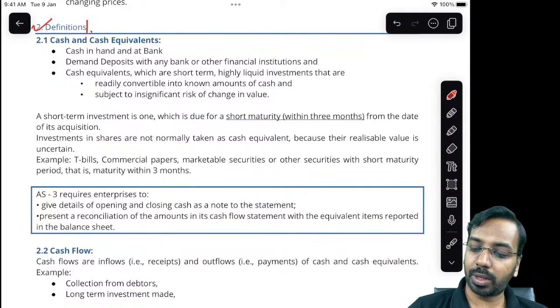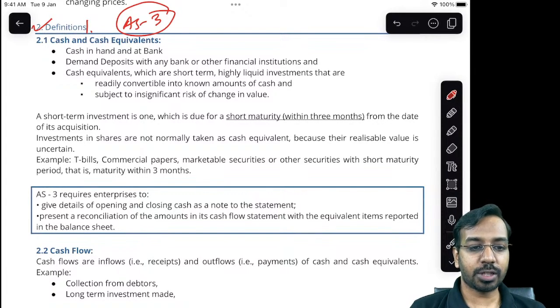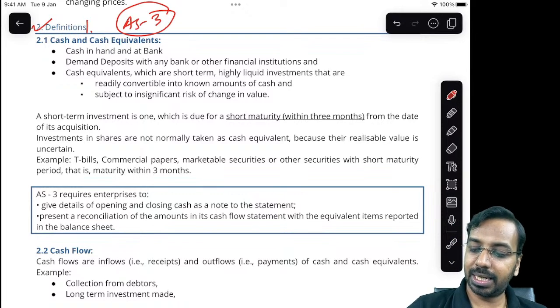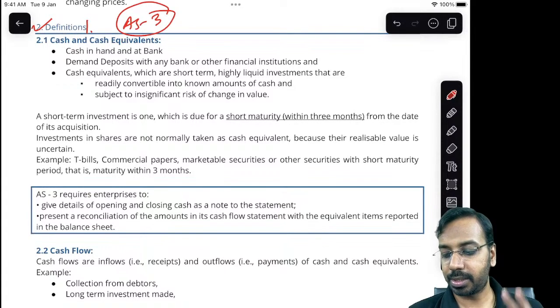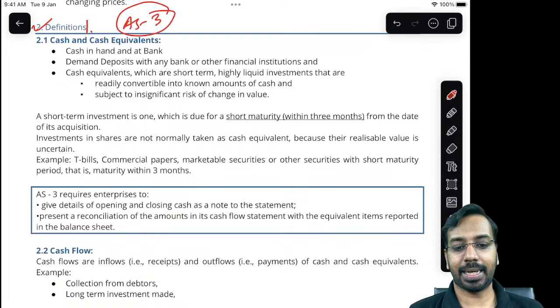Right. Now coming to cash flow statements, accounting standard 3. As far as cash flow statements are concerned, AS 3 talks about how we prepare cash flow statements. Two methods are given, direct and indirect.